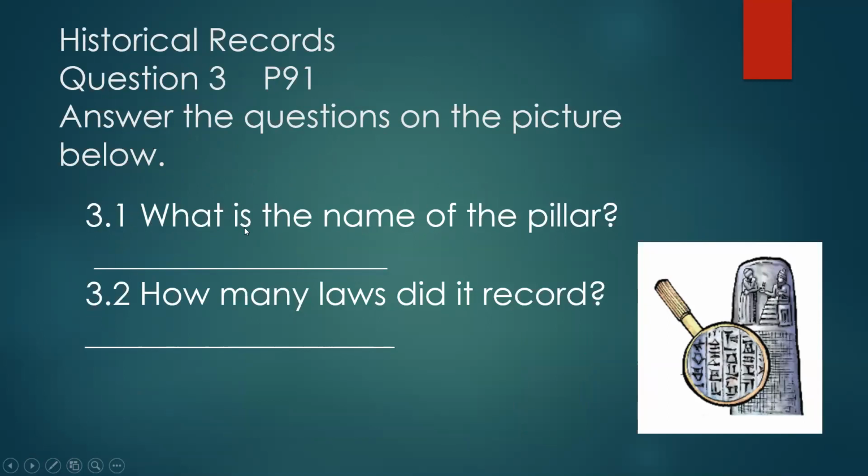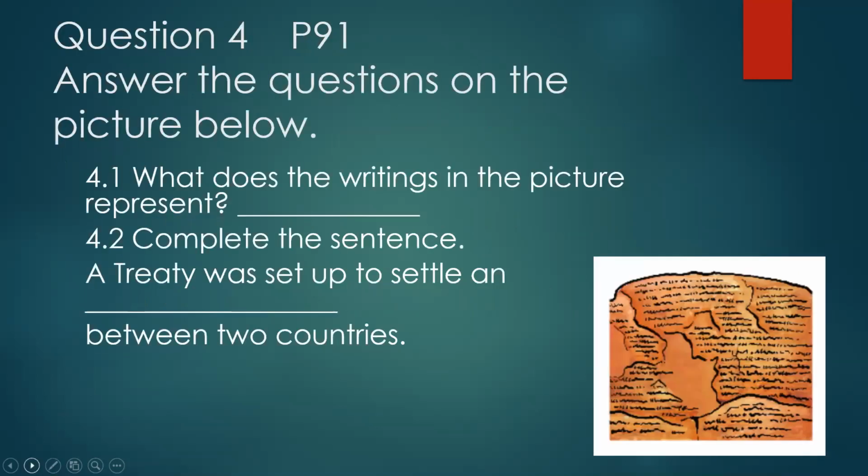We're going to have to read very carefully on these pages, page 91 specifically. And question number 3.2, how many laws did it record? So we will have a look at what the pillar's name is and how many laws was recorded on this pillar. And question 4 on page 91 as well. Answer the questions on the picture. Once again, what does the writings in the picture represent?